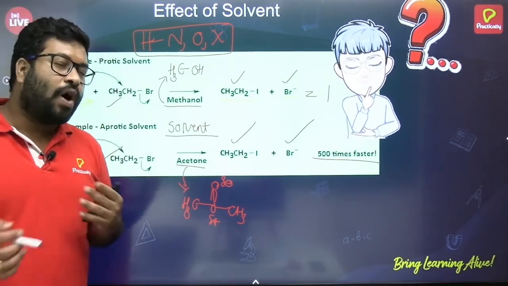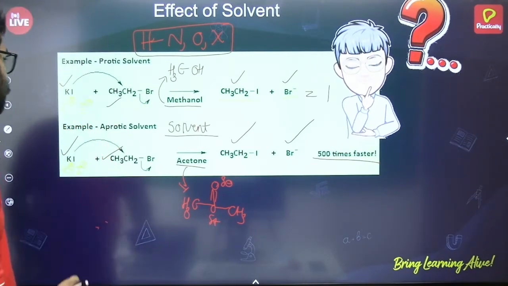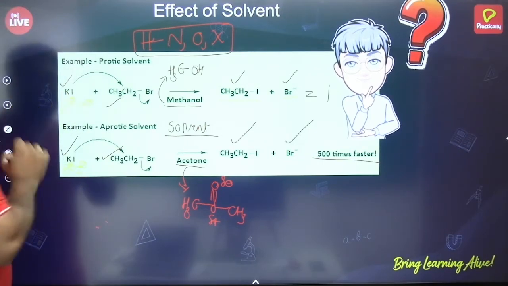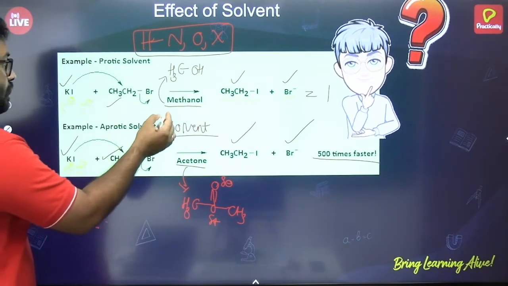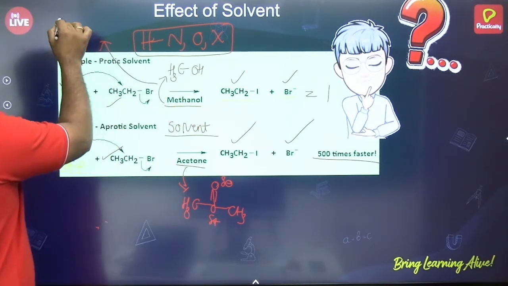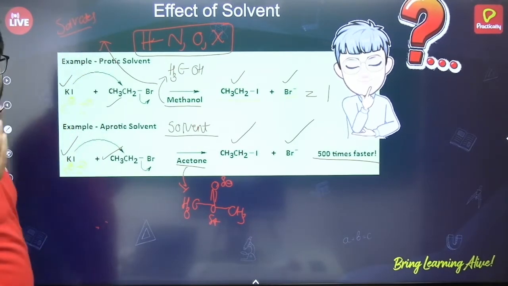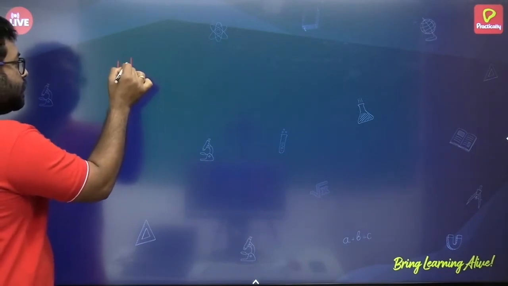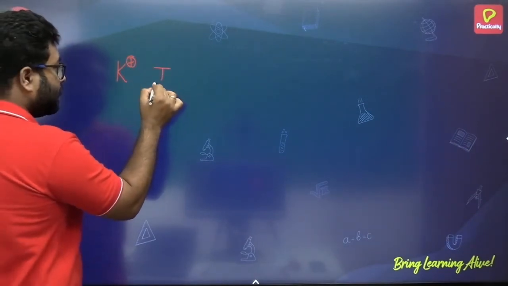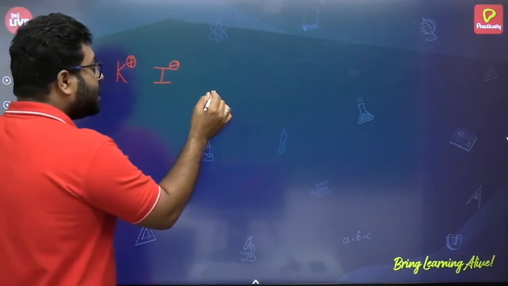So now, how does this play a role here? Let me show you how. See, with K plus and I minus, polar protic solvents solvate both the cation as well as the anion. Let me show you that in the next slide, because I have kept that empty. So what did we take? We took K plus and I minus, right? Ultimately, we got that only. Now we had methanol. What does methanol do? Methanol is CH3OH.